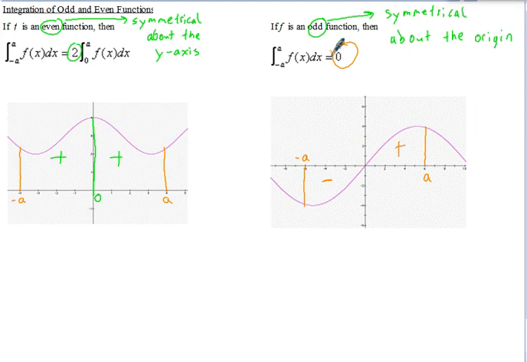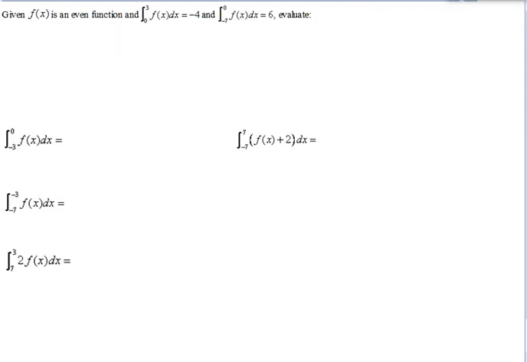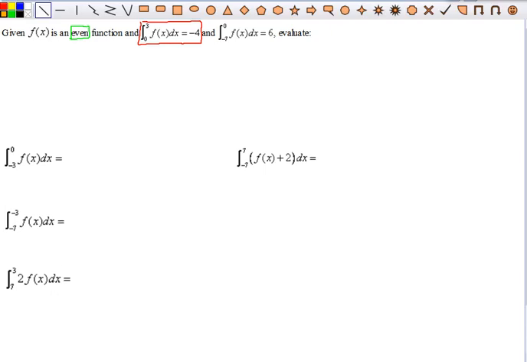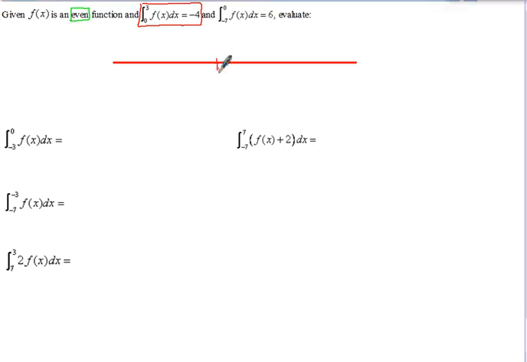So let's take a look at some definite integral problems involving even and odd functions. Similar to the ones we did earlier, except those we didn't know if they were even or odd. So we're told f of x is an even function, and we're given the definite integral from 0 to 3 of f of x dx is negative 4. So remember to organize our information here. Let's draw our number line. So from 0 to 3, we're told that definite integral is negative 4. I'll put a little brace here, and below it, since it's negative, negative 4.